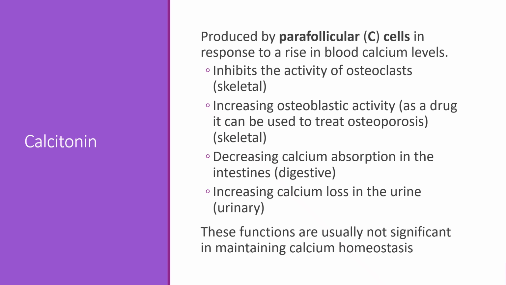So these functions by themselves are not significant in maintaining calcium homeostasis. Why? Because too much calcium is rarely a problem. For every 2,000 milligrams of calcium you ingest, you actually only absorb 800 milligrams of it across your digestive lining and are able to use it. So too much calcium is not a problem unless someone is abusing calcium drugs or there's some other disease state. So calcitonin rarely gets called into play, but we do need to know it's there.